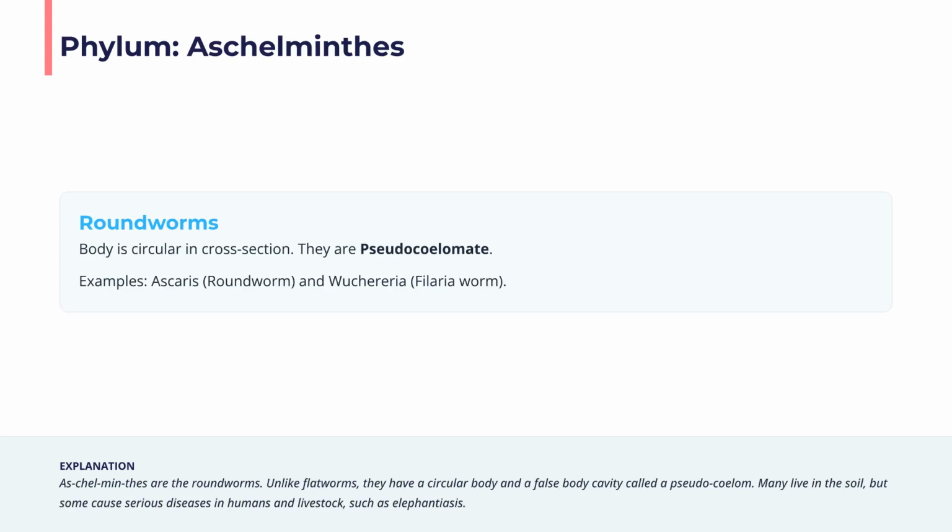Aschelminthes are the roundworms, having a circular body in cross-section and a false body cavity called a pseudocoelom. Examples include Ascaris and Wuchereria.